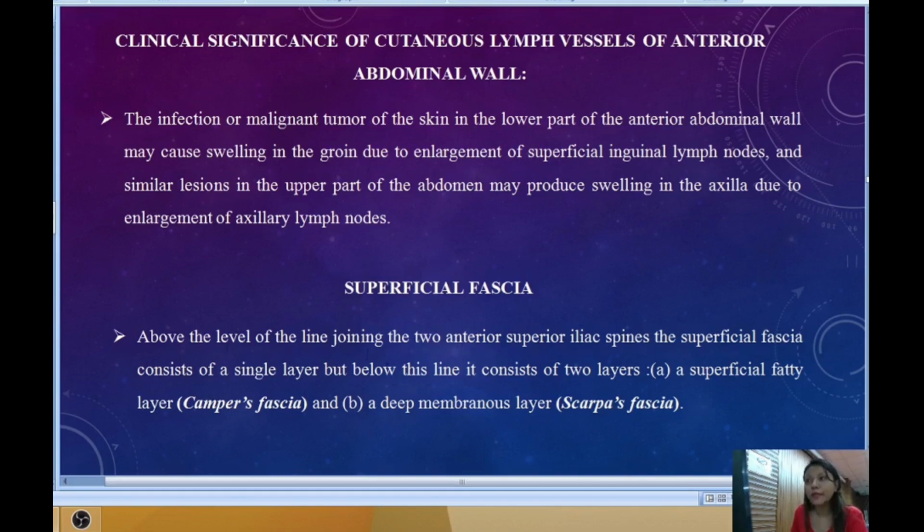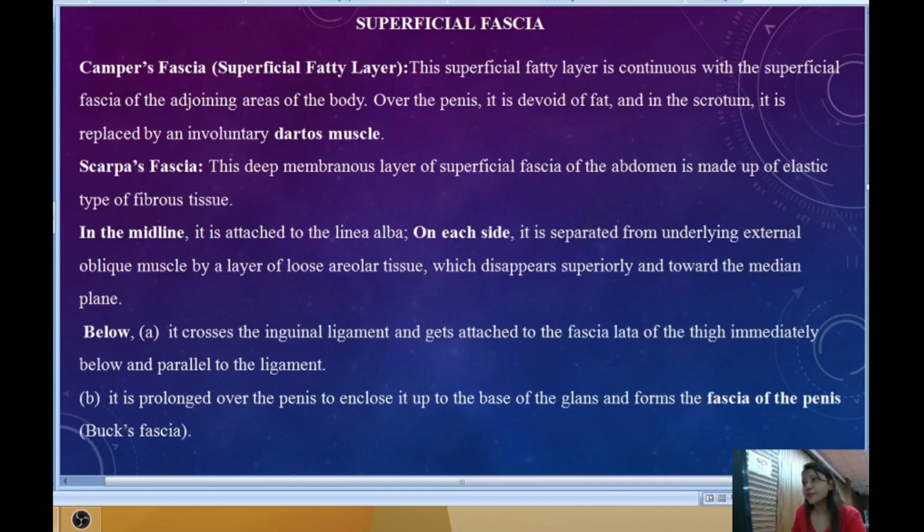Okay, now what is Camper's fascia? I have already told you, it is a fatty layer which is continuous with the superficial fascia of the adjoining areas of the body. Over the penis, mind you, it is devoid of fat, and in the scrotum, this Camper's fascia is replaced by an involuntary muscle which is known as dartos muscle. Afterwards, when you study the lower limb properly or the groin, then you will come across this muscle, the dartos muscle. It is nothing but the superficial Camper's fascia which is replaced.